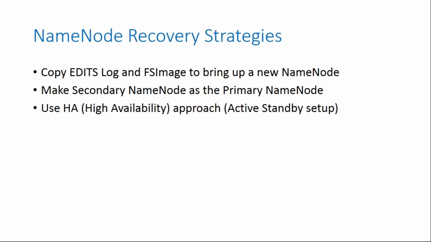So the recovery strategies are, we can copy these things, put them on a new node and bring it up. There are also other ways to make the secondary name node the primary name node, but we still need another secondary name node. We're going to look into this high availability approach, and go through a couple more name nodes, and then we will jump into MapReduce.